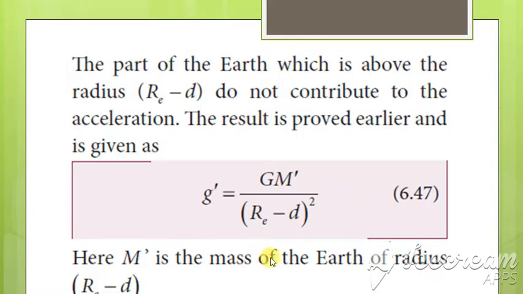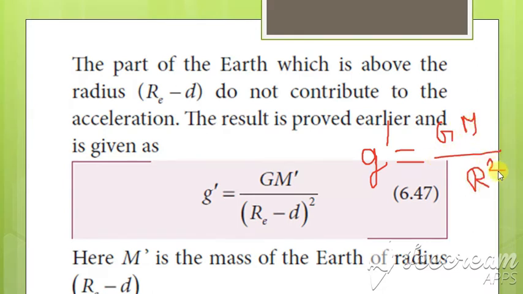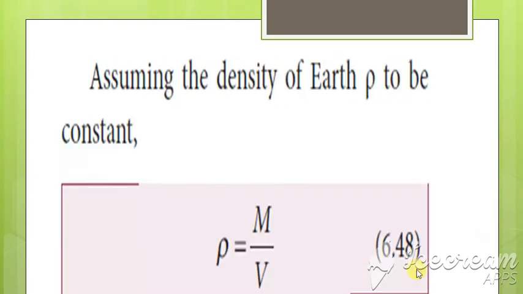Clear? So the formula is g dash is equal to GM divided by r square, is it not? And so we are writing GM' divided by, instead of r square, here it is written as Re minus d. Earlier we were writing Re plus h, is it not? Here we are writing Re minus d, and m dash is the mass of the earth. Okay, and we are considering the distance to be Re minus d.